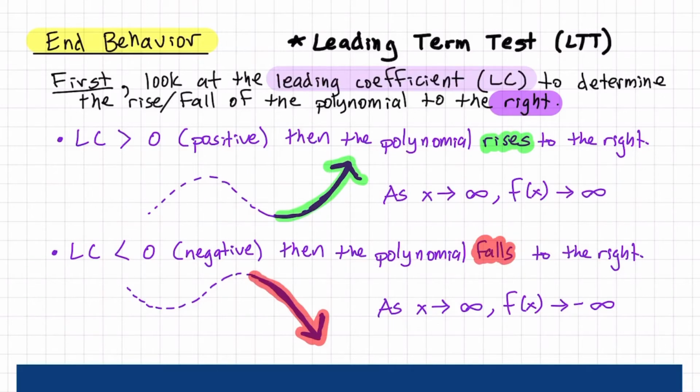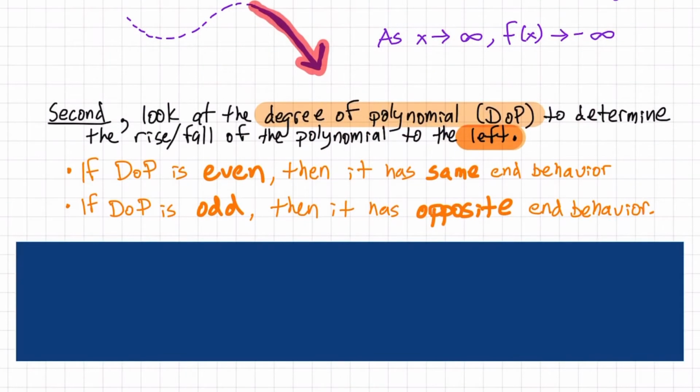The other part of the leading term test has to do with the degree of the polynomial. So second, we look at the degree of the polynomial to determine the rise and the fall of the polynomial to the left. So if the degree of the polynomial is even, then it has the same end behavior. If it's odd, then it has opposite end behavior.